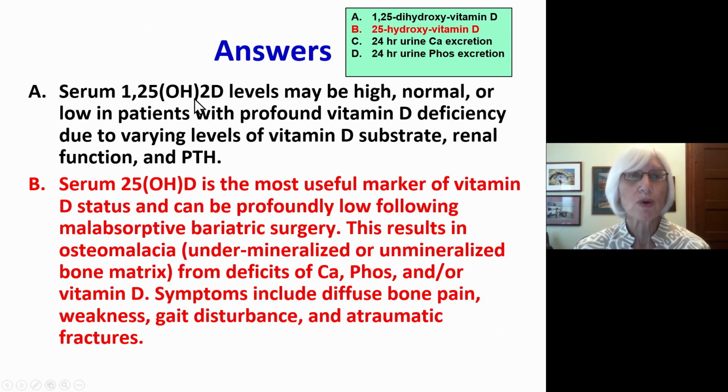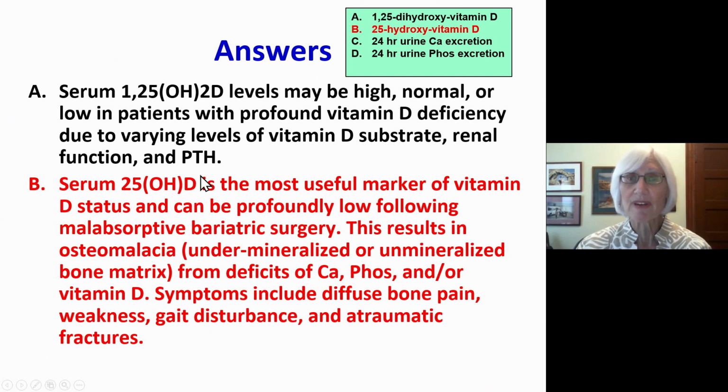Why isn't the 1,25 dihydroxy vitamin D right, even though that is the activated vitamin D? The reason is that in patients with profound vitamin D deficiency, which this patient has, 1,25 dihydroxy D levels may be high, normal, or low. That's because even a little bit of vitamin D substrate may get rapidly converted to 1,25. Renal function can affect it, and PTH can drive this conversion of 25 to 1,25. So that is not a good measure of vitamin D stores.